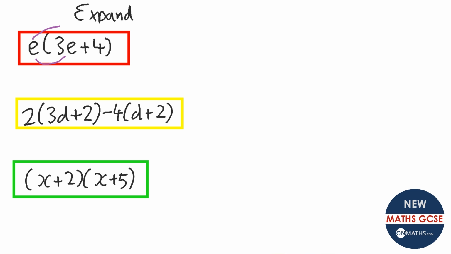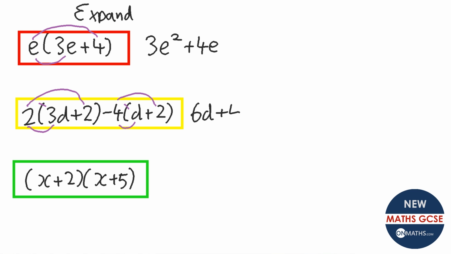Okay, so this first one, let's do our smiles and rainbows. We've got 3e squared, because e times 3e, and e times 4, which is just 4e. Next one, we've got smiles and rainbows there. So we've got 2 times 3d, which is 6d. 2 times 2, which is 4. Then we've got minus 4 times d, which is minus 4d. And then minus 4 times 2, which is going to be minus 8. 6d take away 4d, which is 2d.